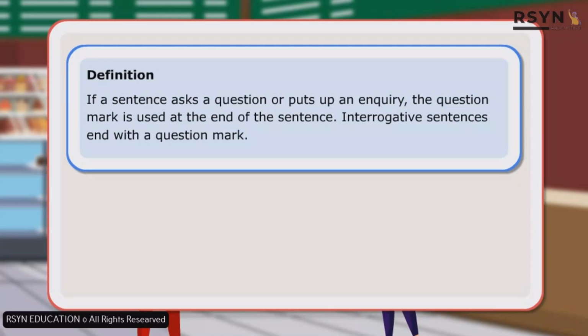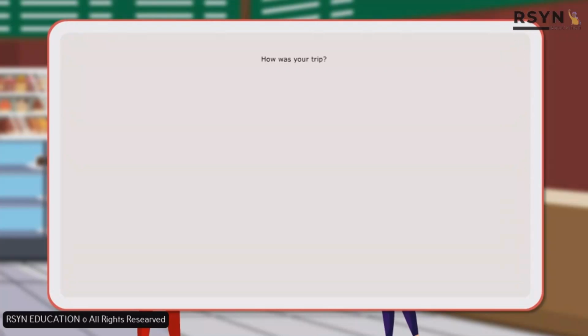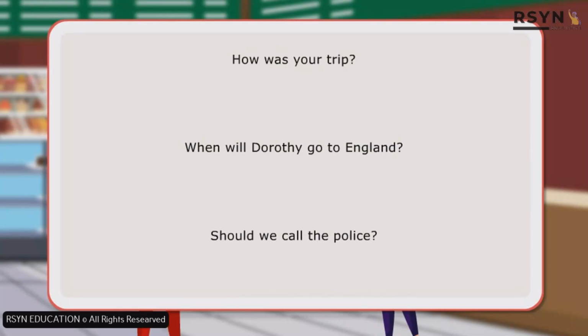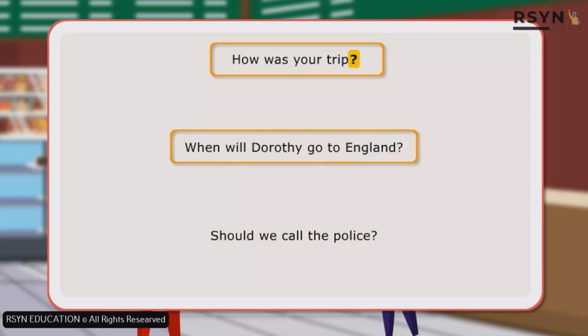Let us look at a few sentences. How was your trip? When will Dorothy go to England? Should we call the police? The first sentence asks a question and so ends in a question mark. The next sentence is also interrogative and has a question mark at the end. The last sentence too puts up an inquiry and ends with a question mark.